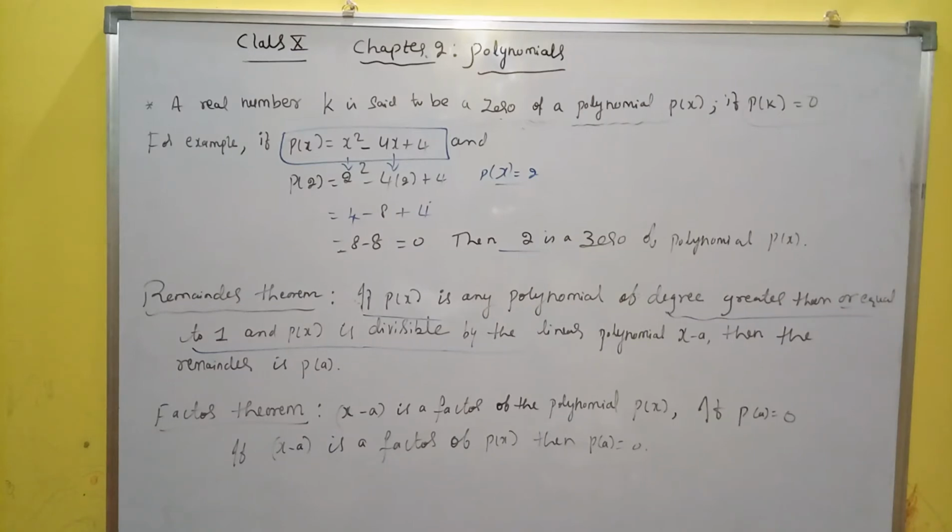And if p of x is divided by the linear polynomial x minus a, then the remainder is p of a. That is known as the remainder theorem. And the factor theorem means if x minus a is a factor of the polynomial p of x, then p of a is equal to 0, and then x minus a is a factor of p of x.